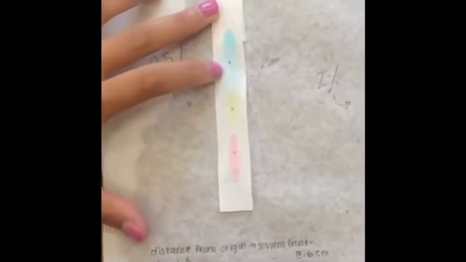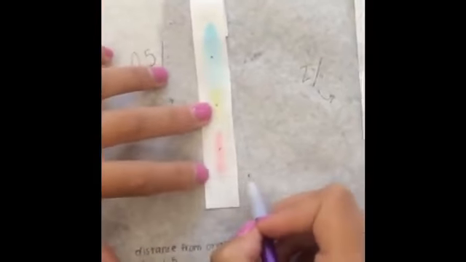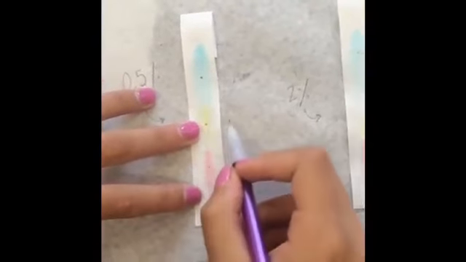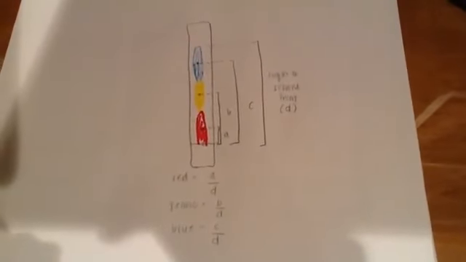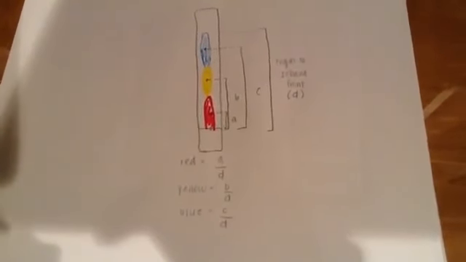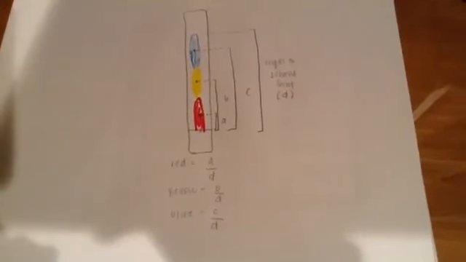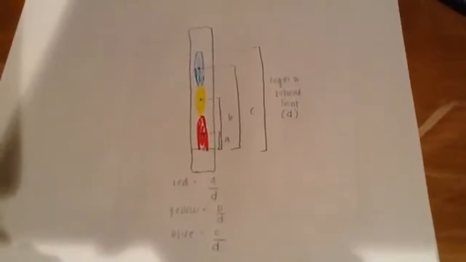So for our RF value, we're going to measure the distance from the origin to each concentrated region of food dye. Okay, so let's say that the distance from the origin to the red was A, origin to yellow was B, and origin to blue was C. All you would do would be to take A divided by D, which is the origin to the solvent front distance, and this is all in centimeters, B divided by D, and C divided by D, and those would be your RF values for each food color.